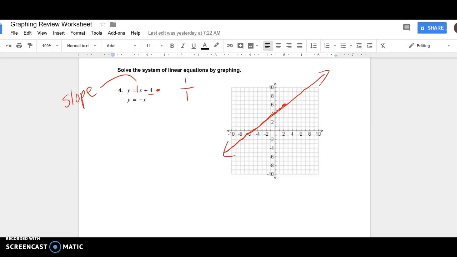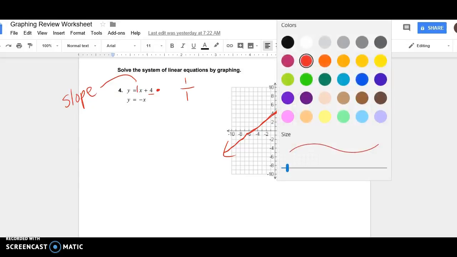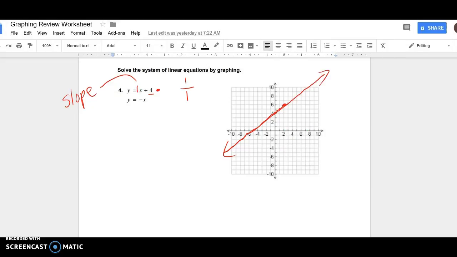Then you want to do the same thing for the next one. So I'm going to change colors here. We'll go ahead and do this in this purple blue color. Our y-intercept in this case is really 0 because you could add 0 to that without changing the equation. So that means we're going to start in the center of our graph at 0, 0.